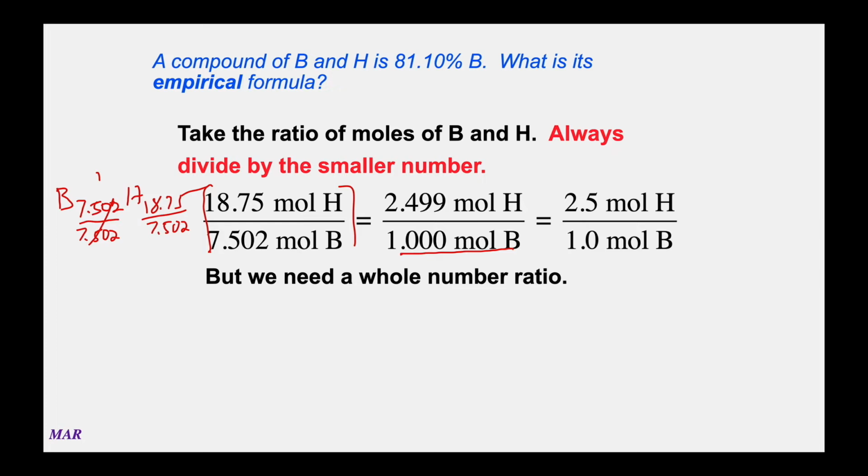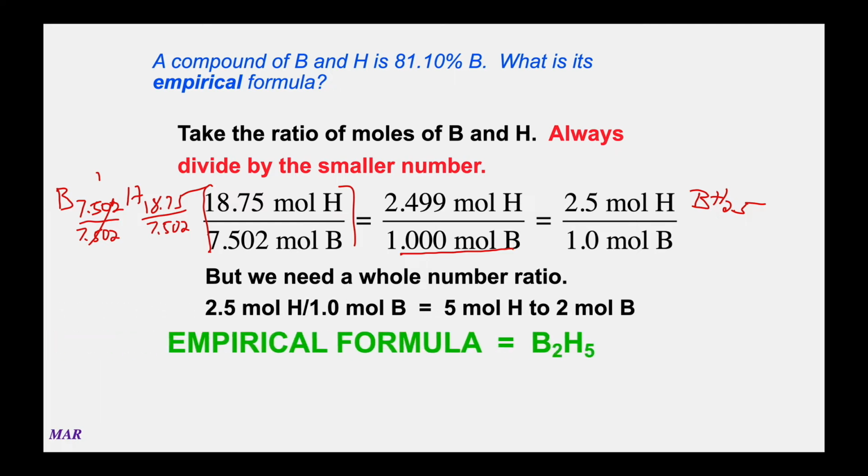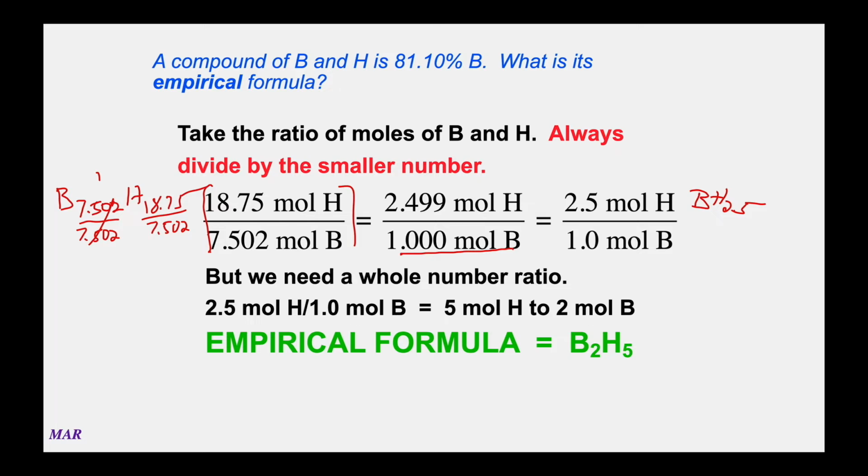Now, in a formula, you have to have whole numbers, no fractions. So 2.5 times 2 would be one way to do this. Like you could have 2.5 moles of hydrogen per boron, but you won't see in chemistry a BH2.5. That would be pretty ugly and unusual. So instead of 1 to 2.5, let's multiply both of those by 2. If you do that, you will get whole numbers. Empirical formula here, B2H5.